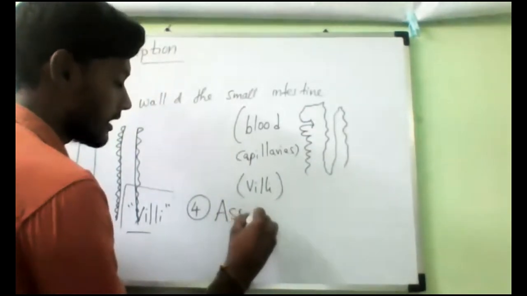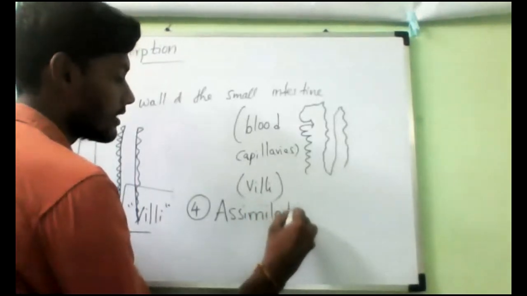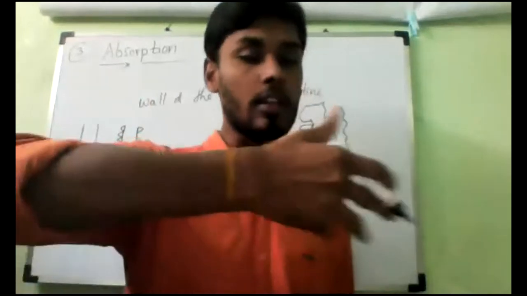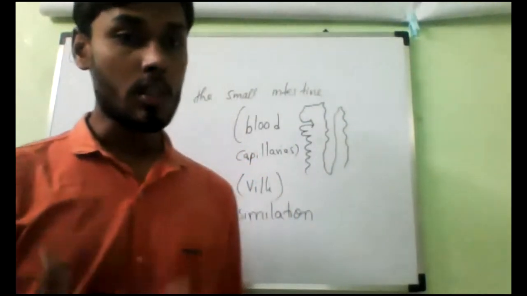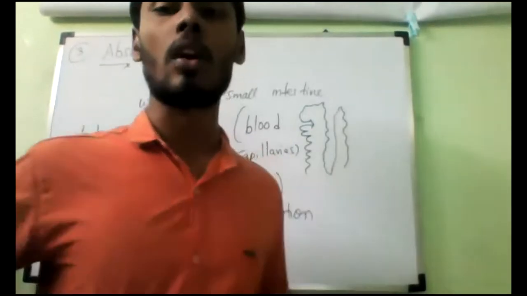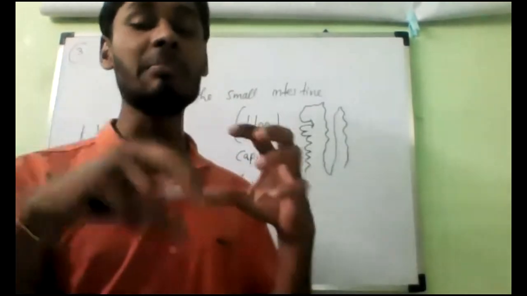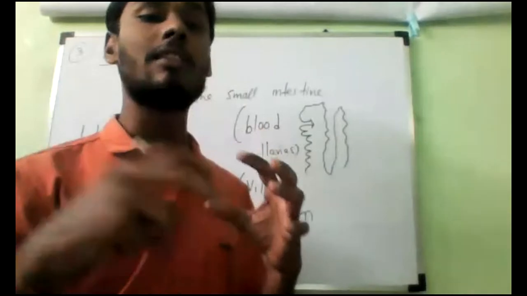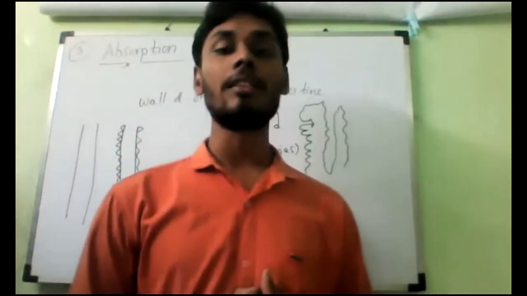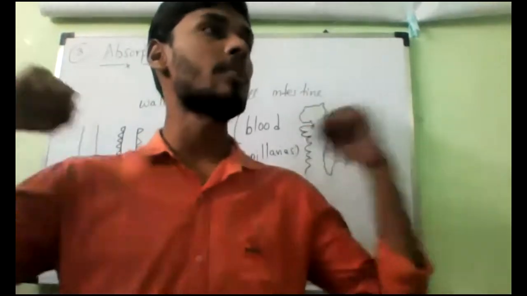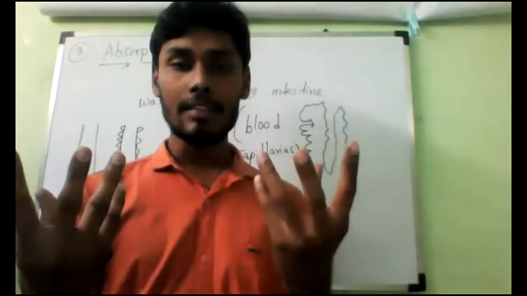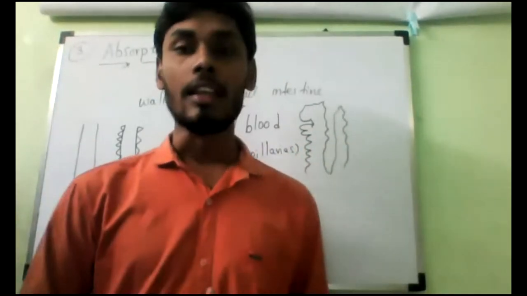Assimilation. So as we know, the digested food is entering into the blood now. The blood carries this digested and dissolved food to all the parts of our body, where it becomes assimilated, meaning mixed as a part of the cell. So what is the purpose of this assimilated food? It will release energy.